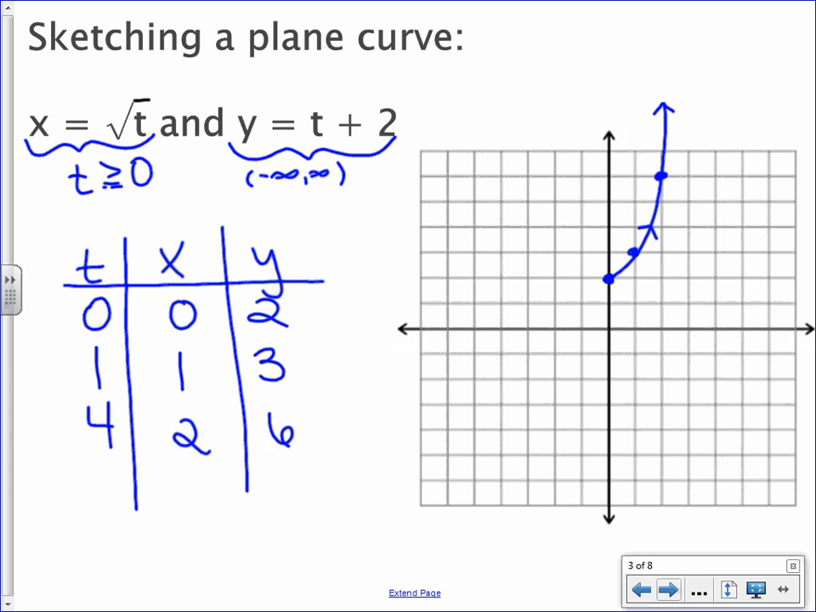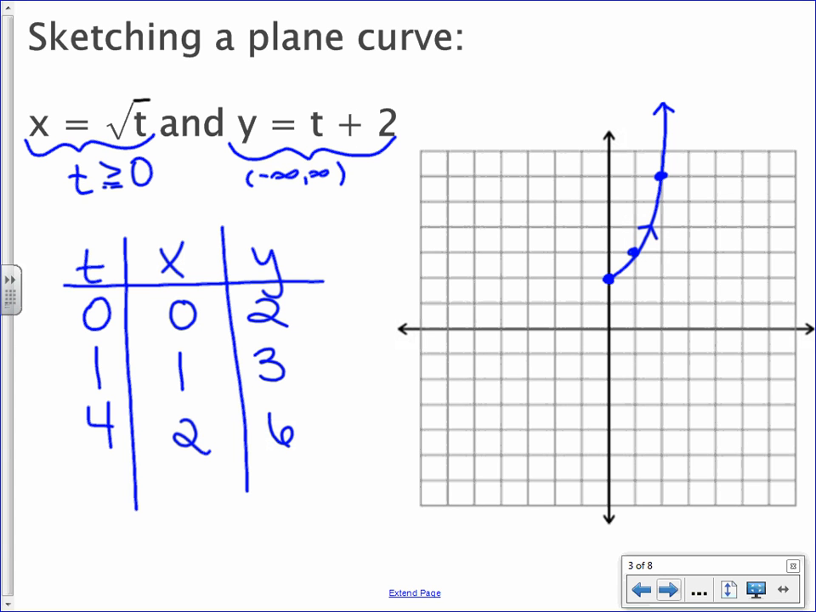Now, there could be times where both x and y, t could be any value, and if they don't give you any constraints for t, then you can start plugging in t values until you have a shape. There's also something else we can do. We can do what's called eliminating the parameter. Right now our parameter is t. That's why we call it a parametric equation.